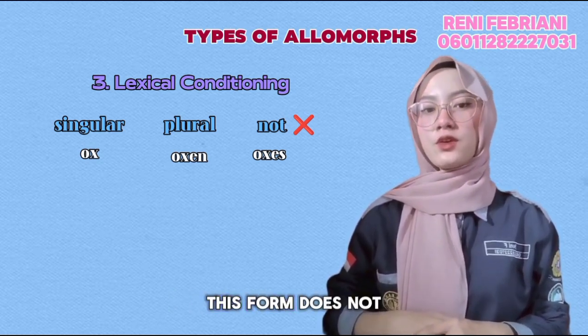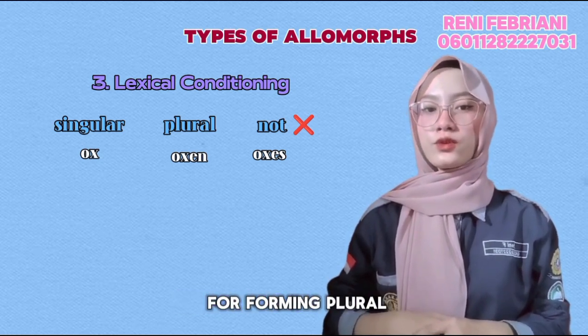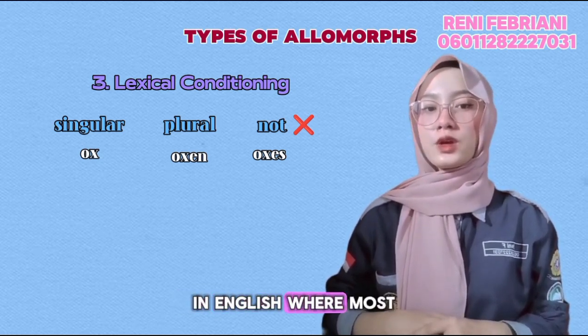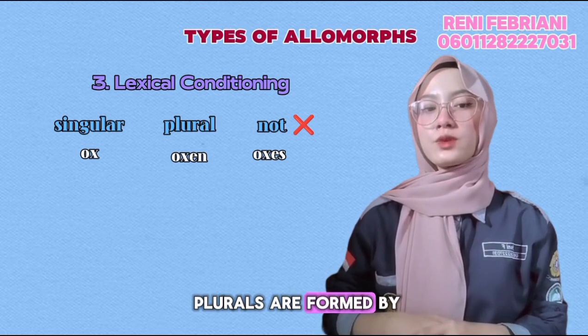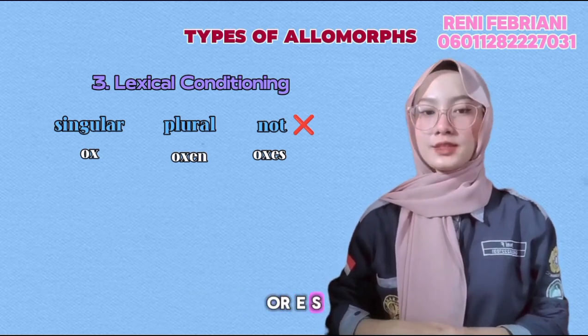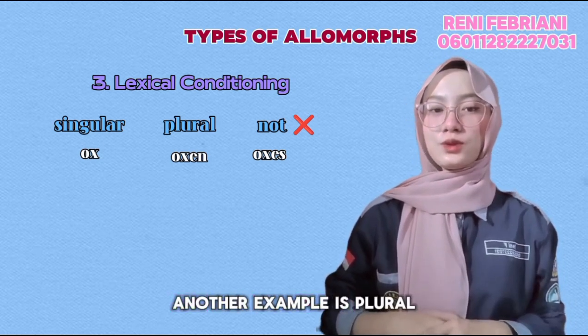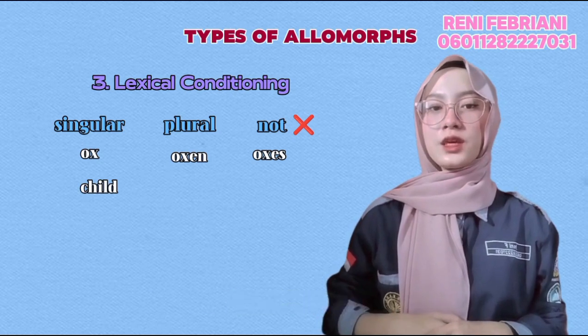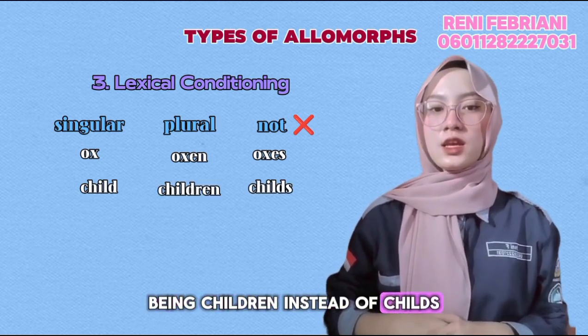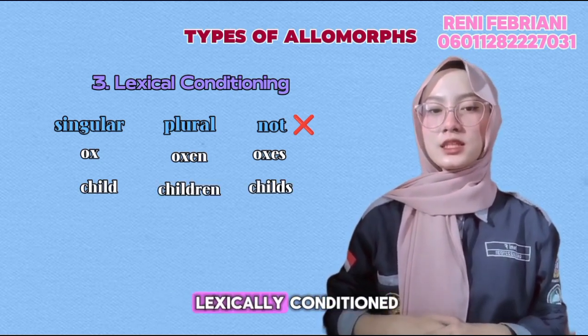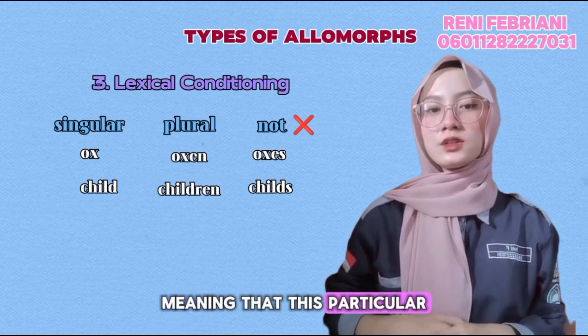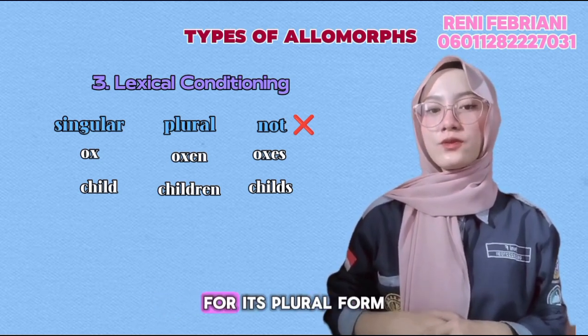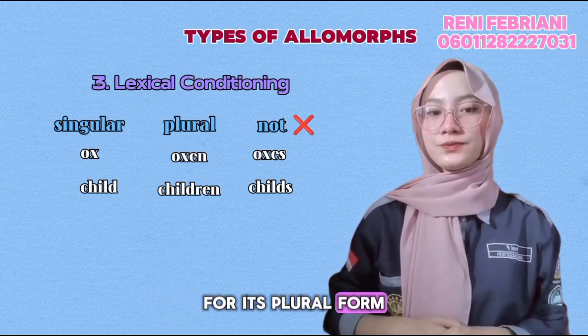This form does not follow the regular rules for forming plurals in English, where most plurals are formed by adding s or es. Another example is the plural form of child, being children instead of childs. The form children is lexically conditioned, meaning that this particular noun has a unique allomorph for its plural form.